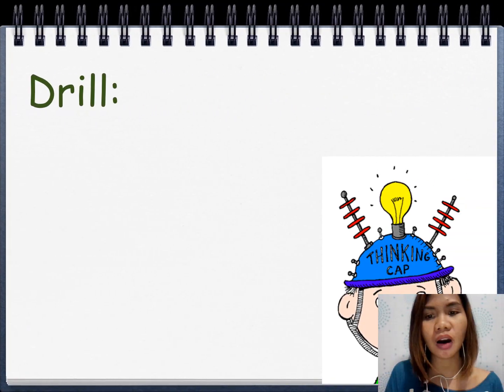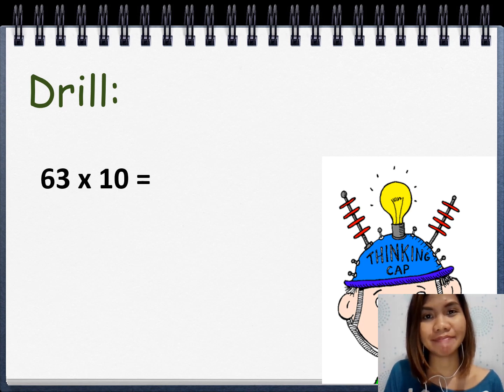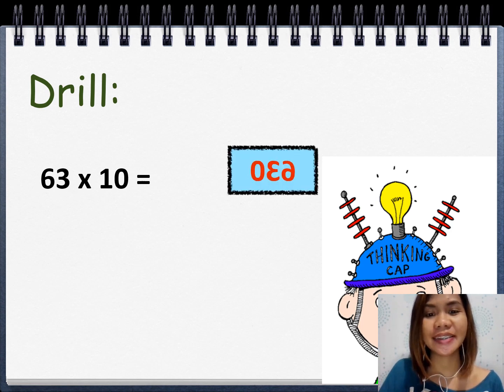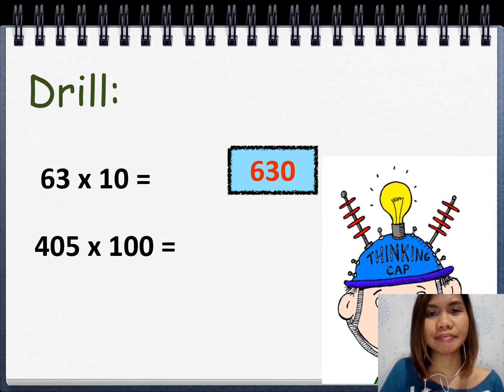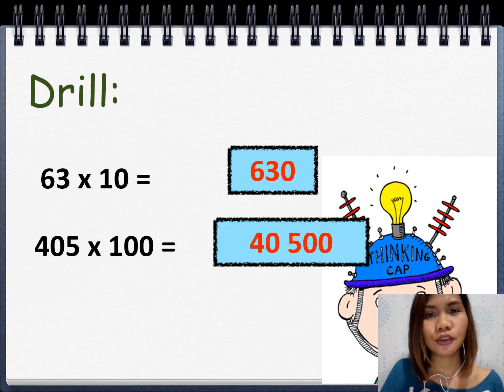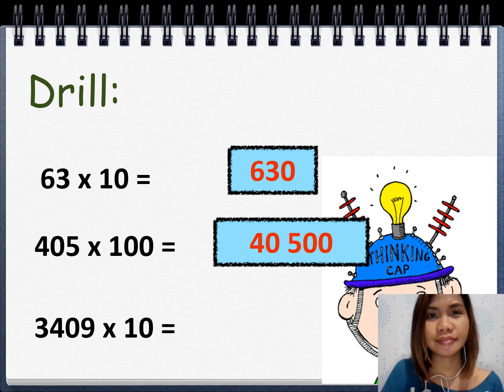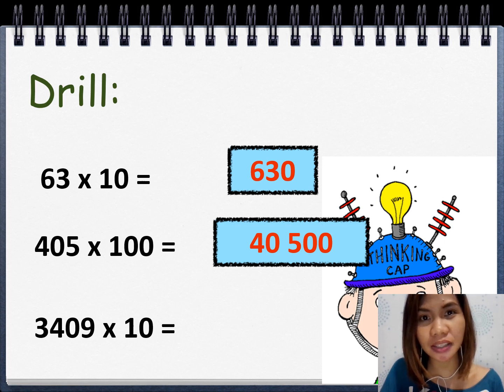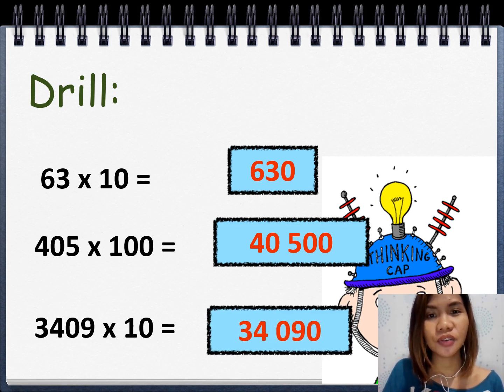Now, on to a drill, and I'd like you to answer this one. 5 counts. And the answer is, ta-da! It's 630. What about this one? The answer is 40,500. Next, what about this one? 3,409 times 10. The answer is, of course, 34,090.